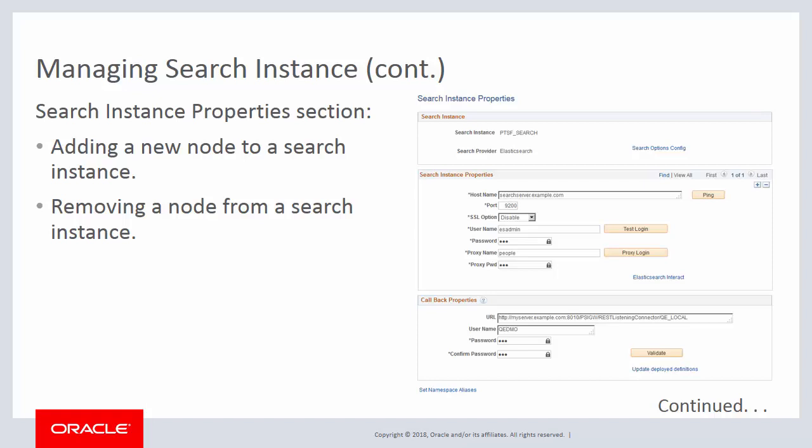Follow these steps to add a new node to the search instance. Step 1. In the Search Instance Properties section, click the plus sign. Step 2. Enter values for the fields in the section. Step 3. Use the ping, test login, and proxy login buttons to ensure that the node is configured correctly. To remove a node, click the minus sign.